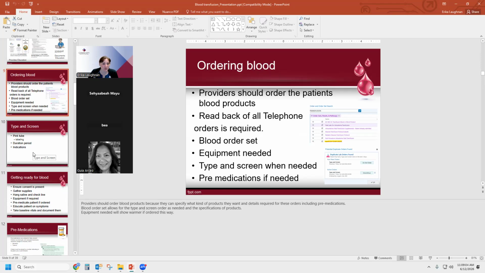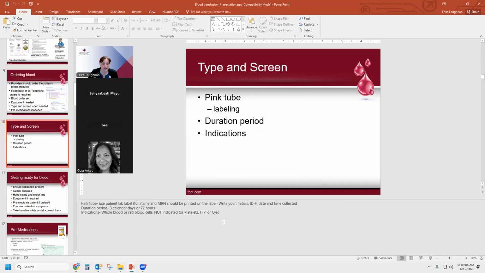And the type and screen we mentioned as well on the next slide says you don't need a type and screen for platelets, fresh frozen plasma, or cryo, but you do need it for whole blood and RBCs. So just knowing what you need it for.